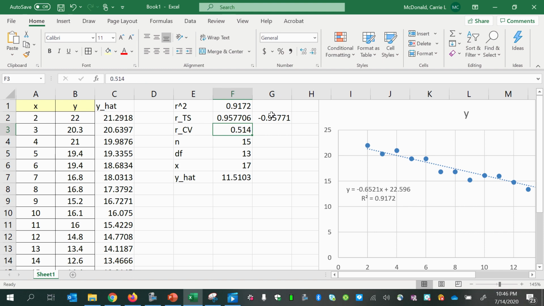So since our correlation coefficient from the data is negative, we would compare it to the negative version of the critical value from the table. And since the test statistic is closer to -1 than the critical value is, we would say there is sufficient or significant linear strength.